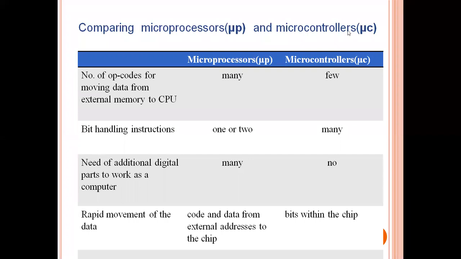Students, I think you got a clear idea about what is a microprocessor, what is a microcontroller, and the differences between the microprocessor and microcontroller.